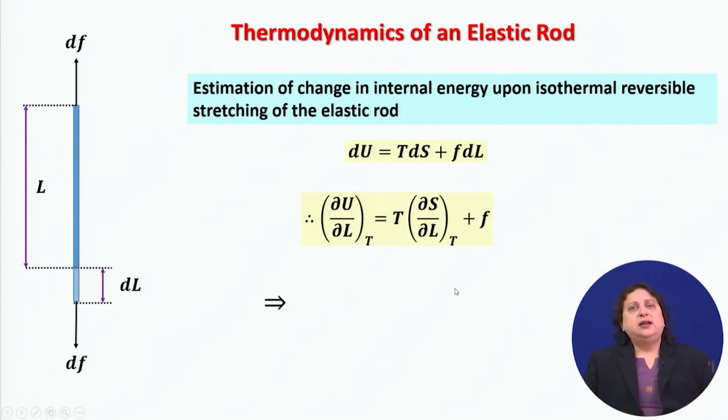Therefore, I can now express the partial derivative of U with respect to L under isothermal condition in terms of measurable properties like the Young's modulus and the linear expansivity of the rod. And as you see, at a given temperature, you can find out all the quantities on the right hand side, and thereby you can predict the change in internal energy upon isothermal reversible stretching of the elastic rod.